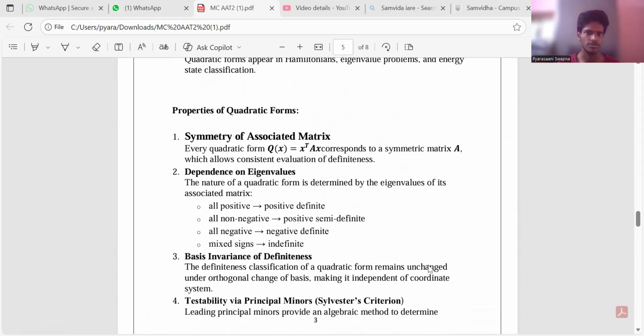All positive: positive definite. All non-negative: positive semi-definite. All negative: negative definite. Mixed signs: indefinite. Basis invariance of definiteness: the definiteness classification of a quadratic form remains unchanged under orthogonal change of basis, making it independent of the coordinate system.